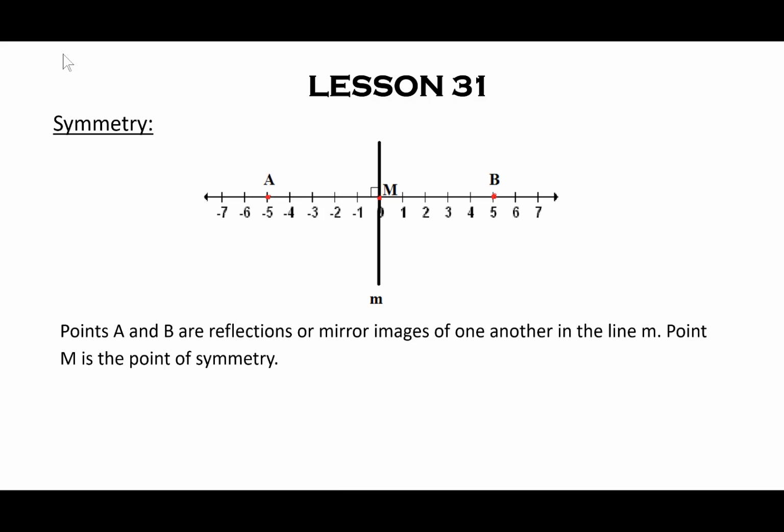B is 5 units away, and then A is 5 units away in the other direction. And so M is the point of symmetry between them if we think of them as being reflections of one another in the line M.